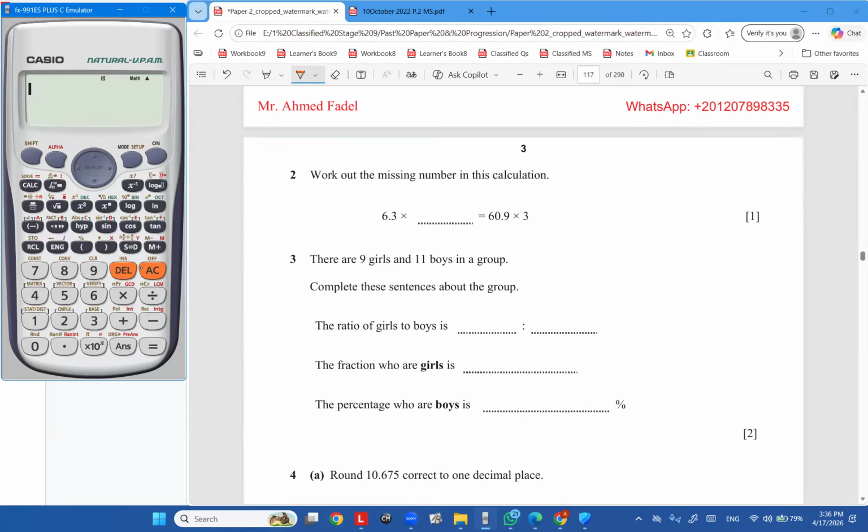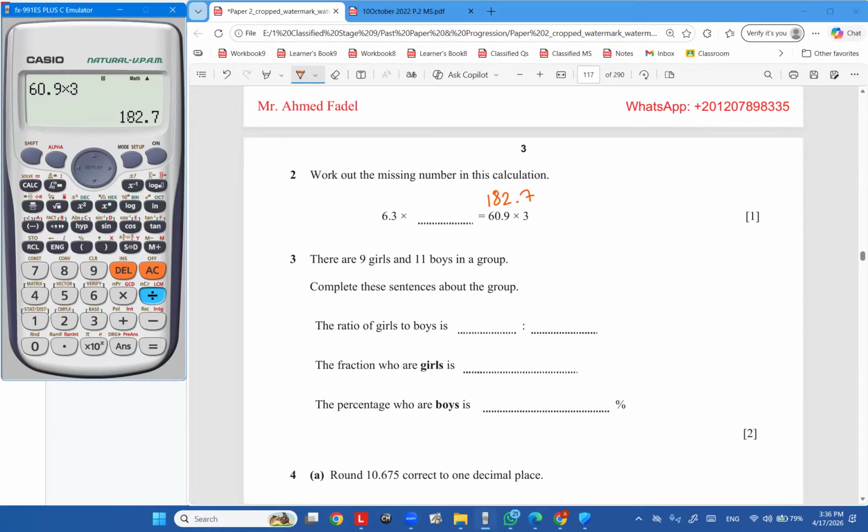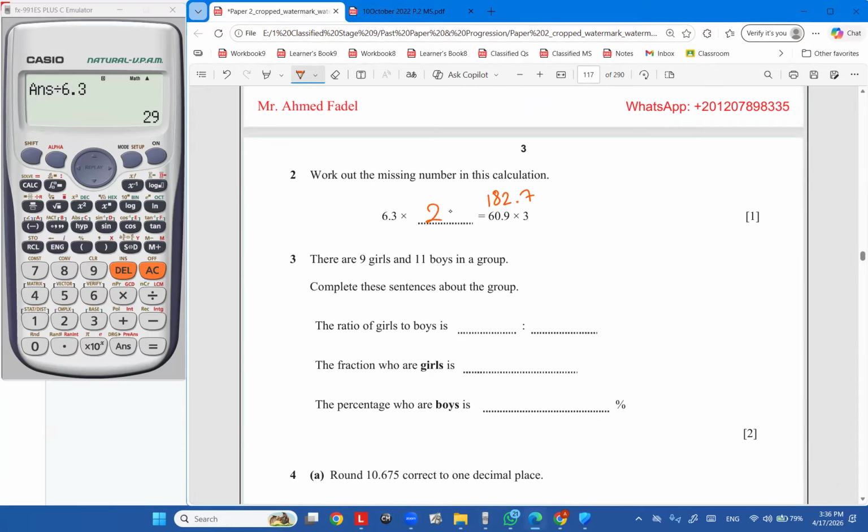We need to do first 60.9 multiplied by 3, which is equal to 182.7. I'm going to divide 182.7 by 6.3. So you need to divide this by 6.3, which equals 29. I need to know 6.3 times what gives me 182.7, so I just divide 182.7 by 6.3.